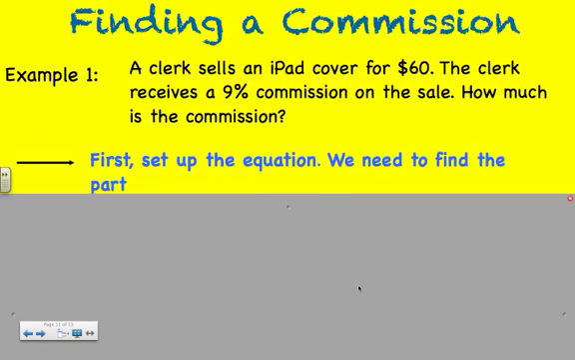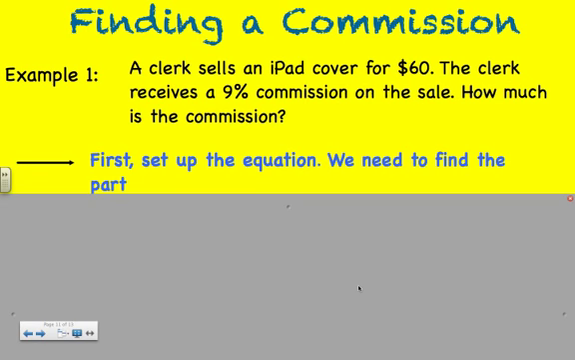Last, we're going to find a commission. Finding this is very much like finding a part. It says a clerk sells an iPad cover for $60. The clerk receives a 9% commission on the sale. How much is the commission? For those who don't know, a commission is what you would earn as part of your pay. It's not a salary, but you earn it for each item you sell. So in this case, the clerk is going to receive 9% based on the total sale of the iPad cover, which is $60.